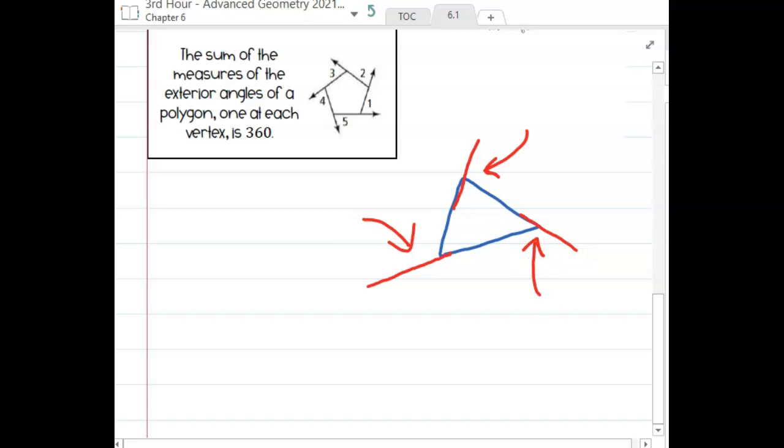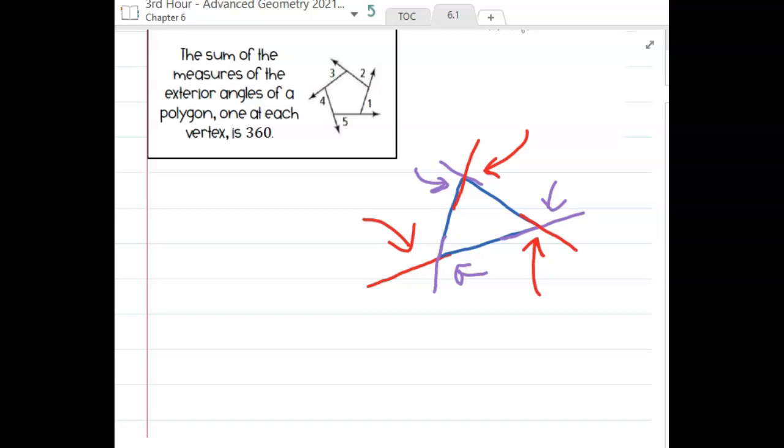But I could go around the triangle the other way, right? And I can talk about this exterior angle, and this exterior angle, and then this exterior angle. See that? So what's important here is you have to make sure you're going around the polygon in the same direction. If you were to extend this side and then this side and this side, see how they're all going the same direction? This is a pentagon, right? 5 sides.